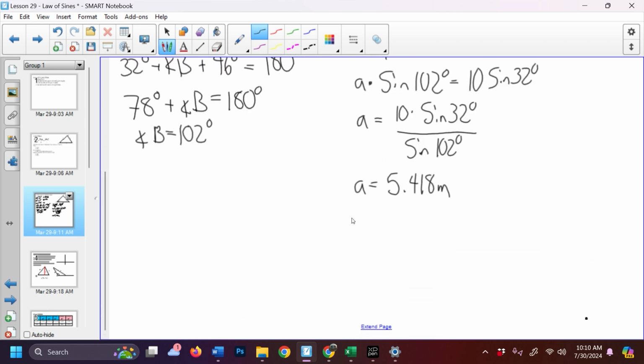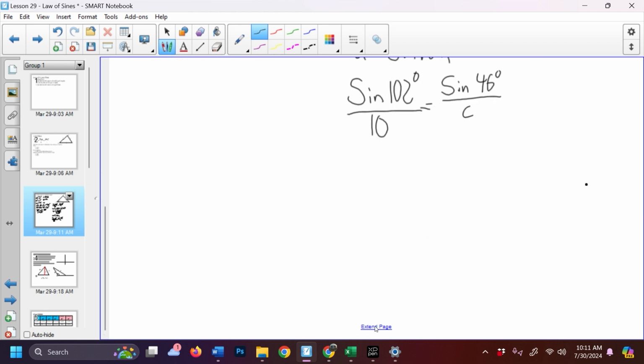And we're going to do the same thing, but we're going to solve for little c here. So again, I know the two parts for angle B and little b. I'll have the sine of 102 degrees over 10 meters is equal to the sine of little angle C, which we know to be 46 degrees, all over little c. And again, cross multiplying and divide. We've already done this once, so we'll just go c will be equal to 10 sine 46 over the sine of 102.